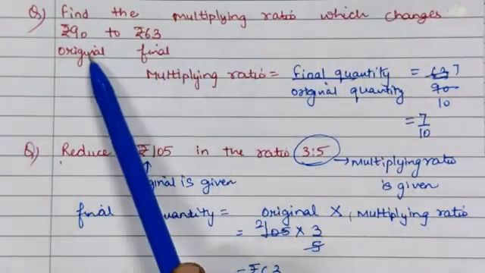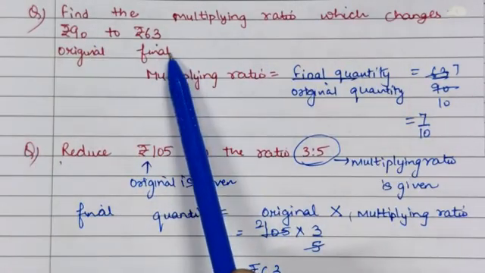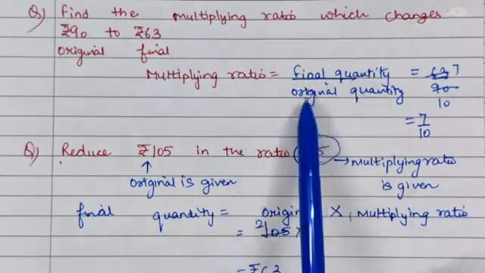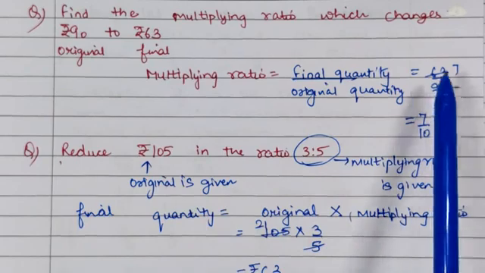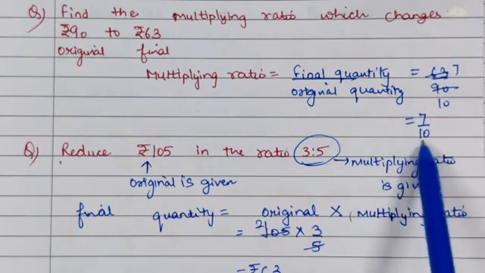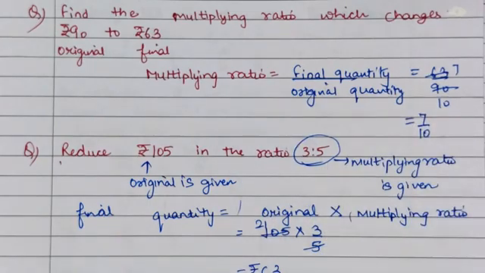Now suppose we have to find the multiplying ratio which changes rupees 90 to rupees 63. This is original, this is final, means it is getting decreased. The multiplying ratio will be final quantity upon original, that is 63 upon 90. On doing the cancellation, we will get 7 upon 10.